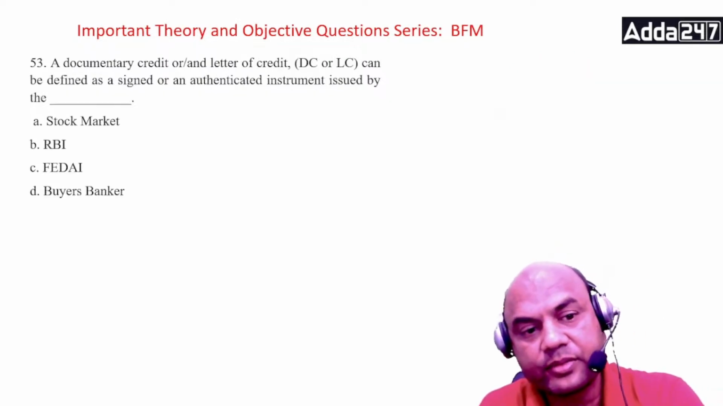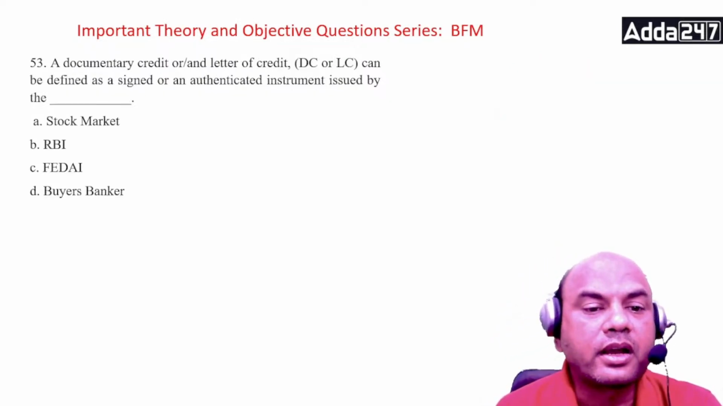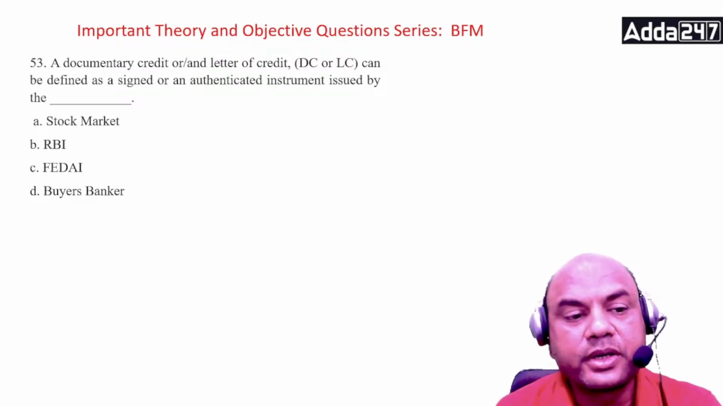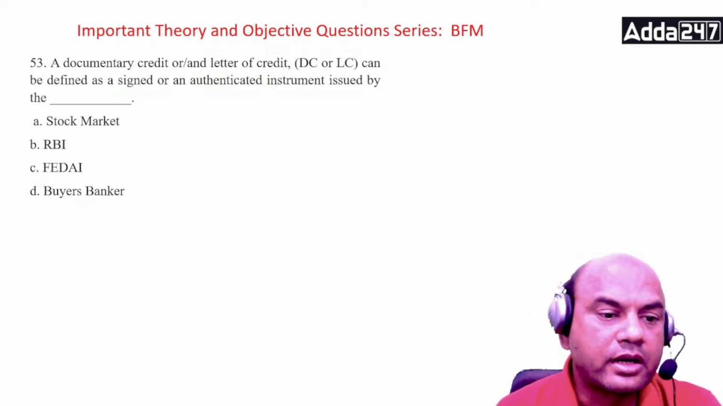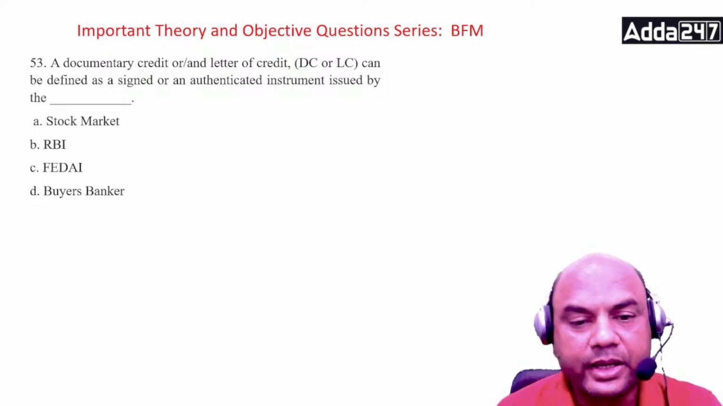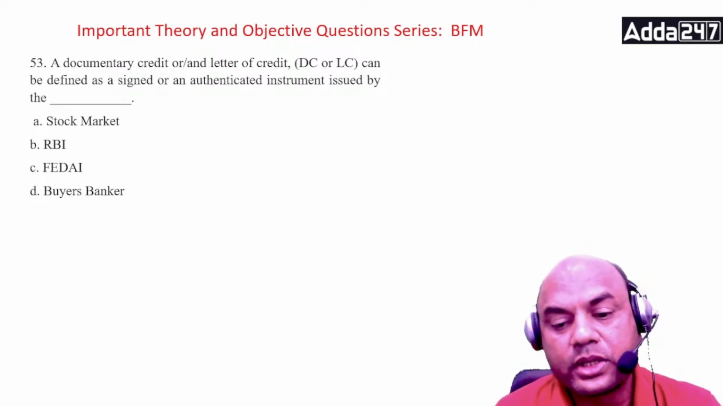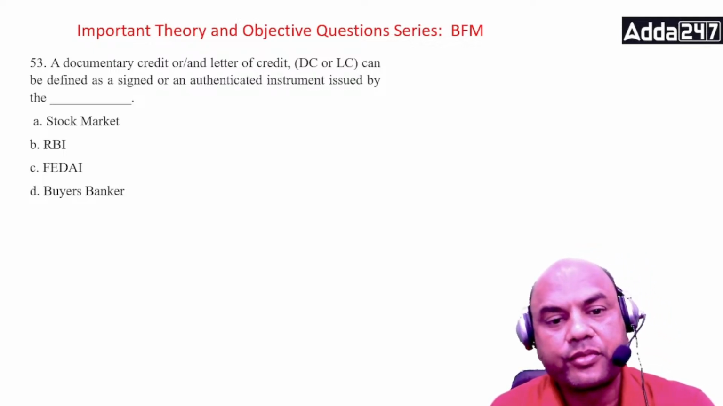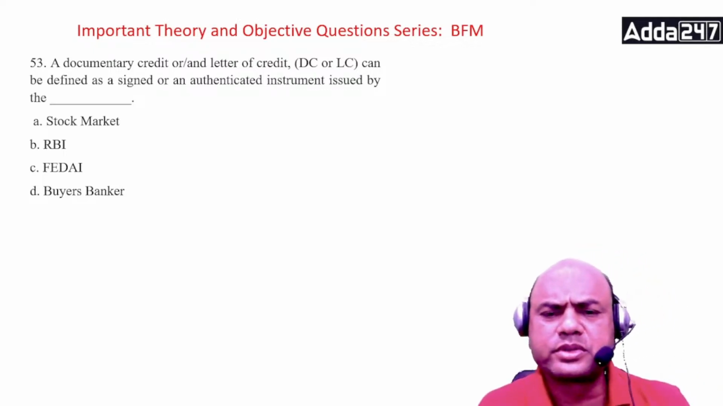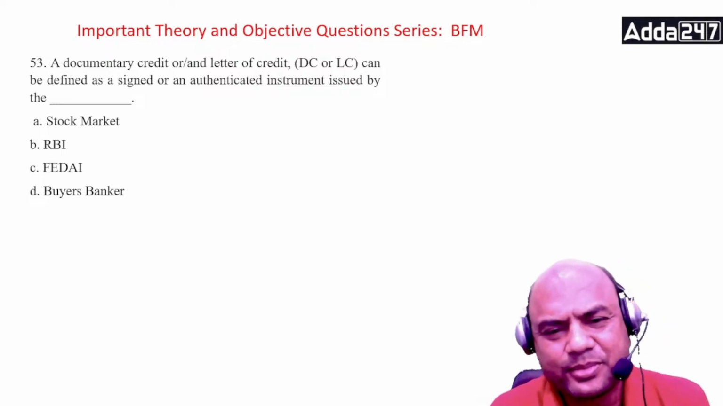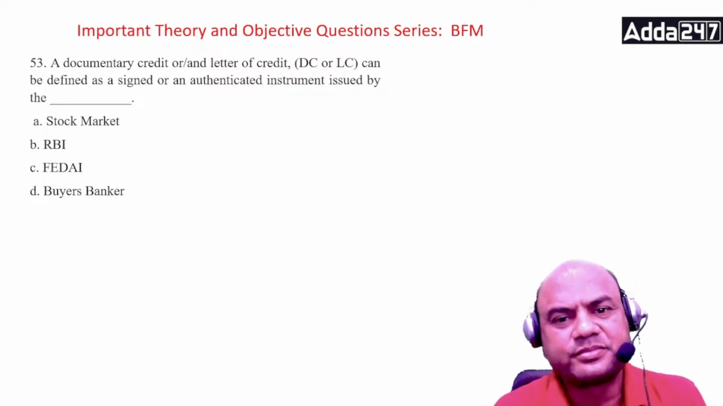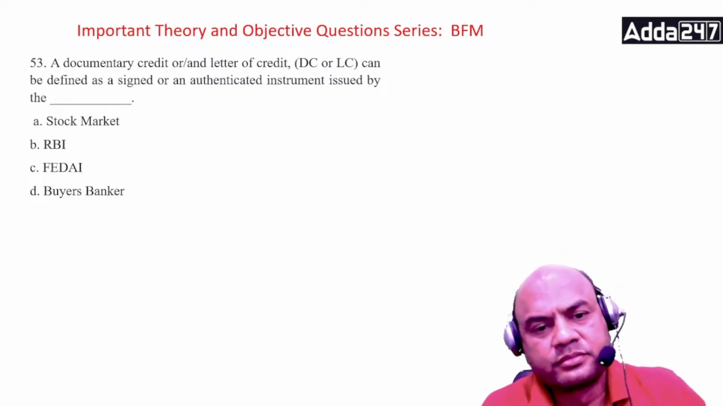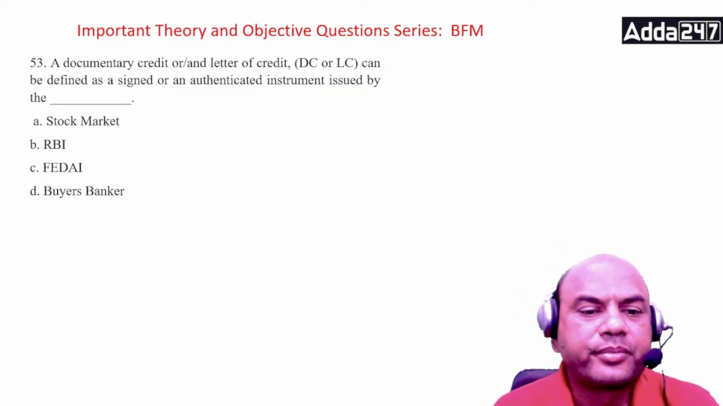Next one. A documentary credit or LC can be defined as a signed or authenticated instrument issued by: stock market, RBI, FEDI, or buyer's bank. Who issues the LC? This is quite simple. This is a JAIIB question. Who issues it? Correct. It is issued by the buyer's bank.